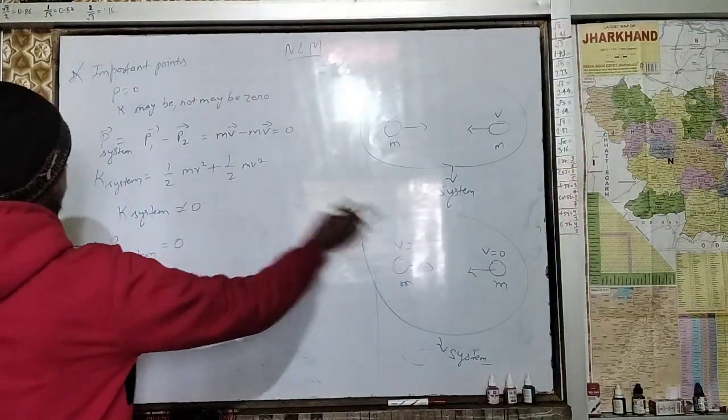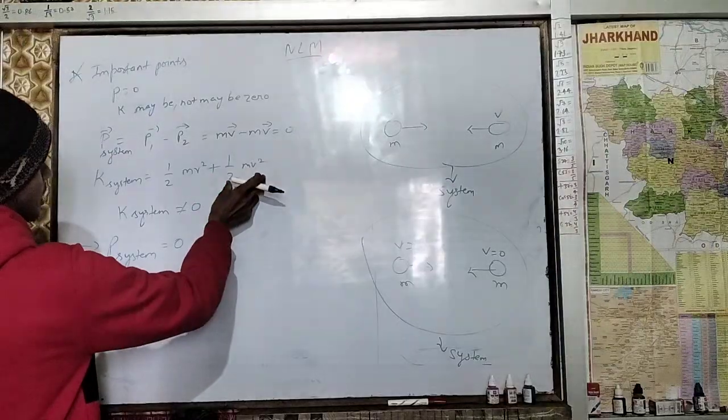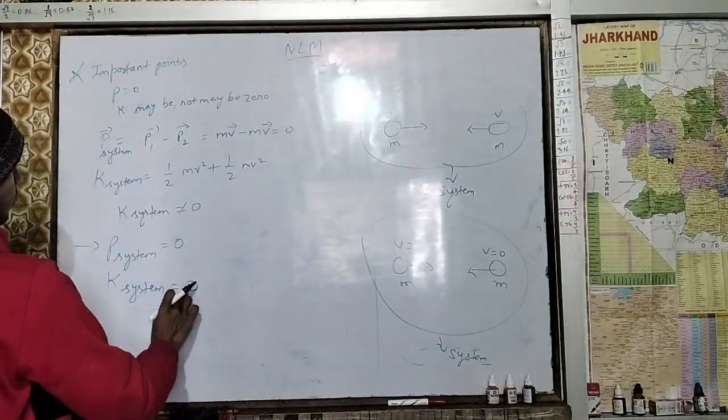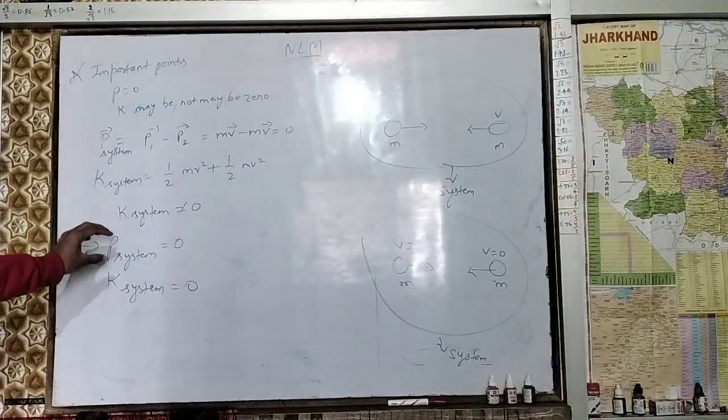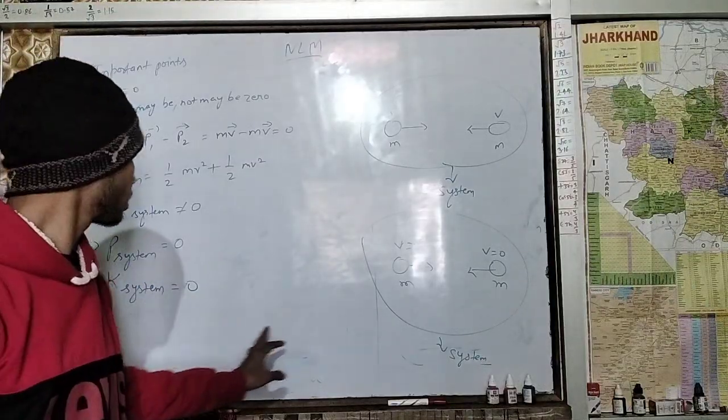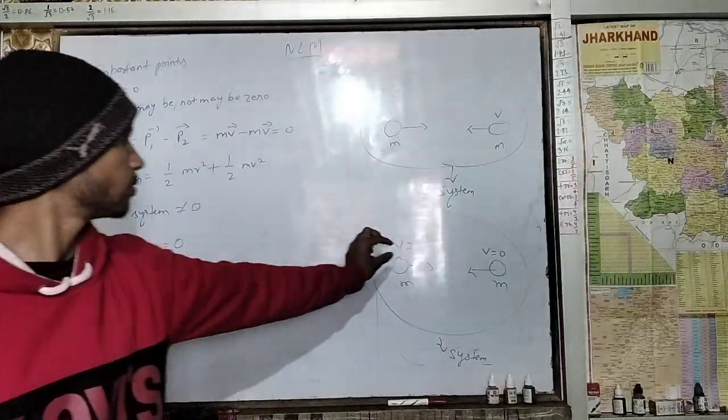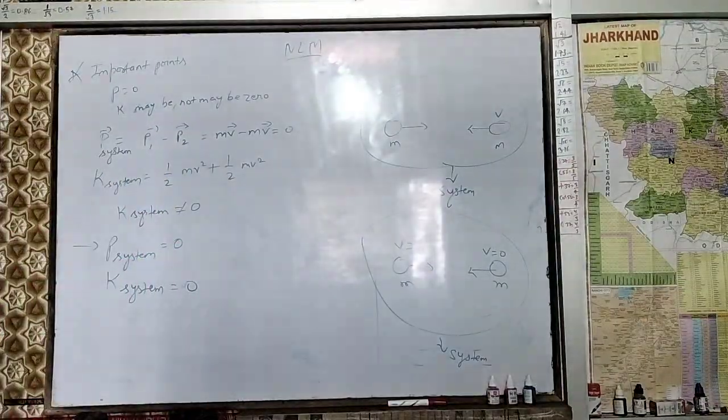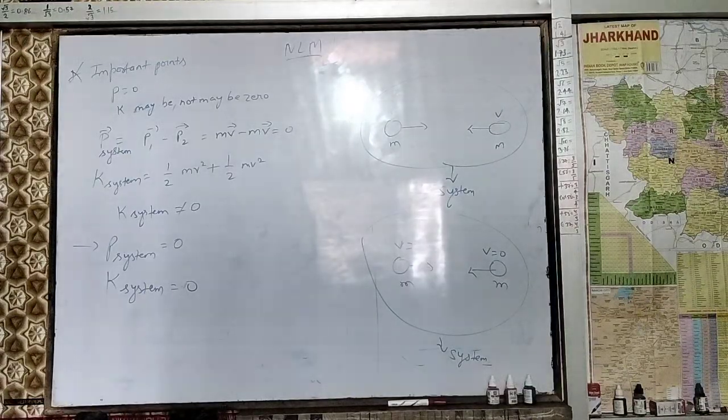When you put V as 0, the first term becomes 0, the second term also becomes 0, so finally we get 0. Both became 0 because the velocity is 0. If the mass is 0, the same answer will come. If either velocity or mass is 0, the result would be 0. P system will be 0 and kinetic energy of the system will be 0. Clear? Now the next point.